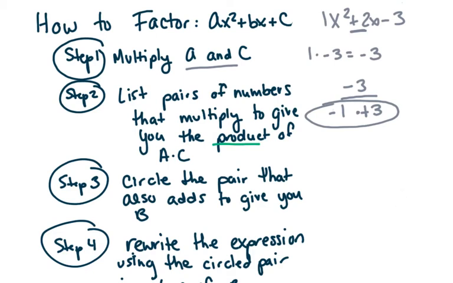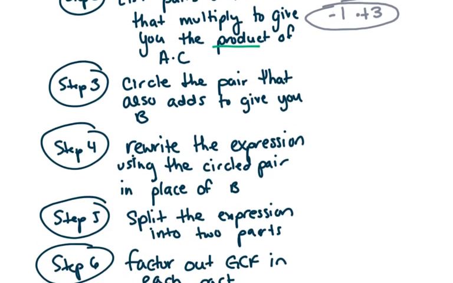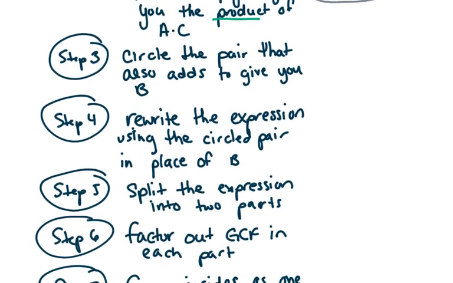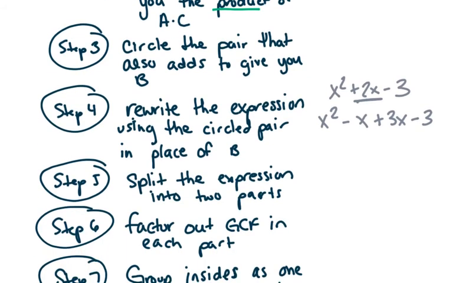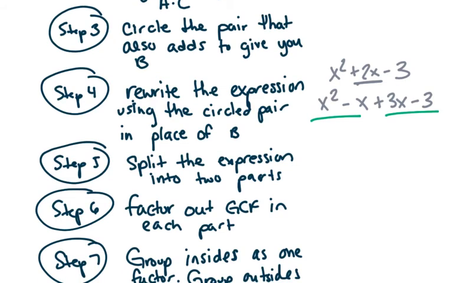Then we're going to rewrite our expression. So initially we had x squared plus 2x minus 3. And now I have x squared minus x plus 3x minus 3. So again, I just split up the middle into 2 parts, factor out the GCF of each. So what do x squared and x have in common? Well, they have an x. And when I pull out an x, I have 1x left here. And x divided by x is 1, so it's going to be minus 1.